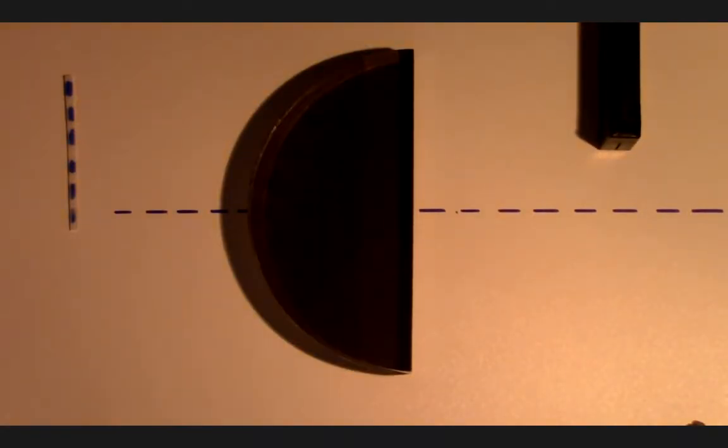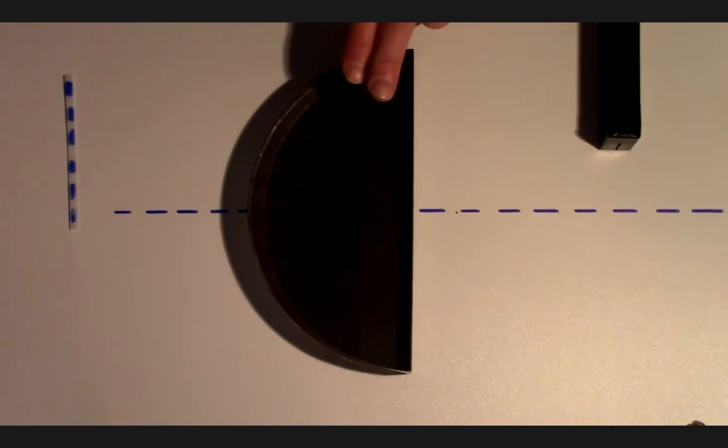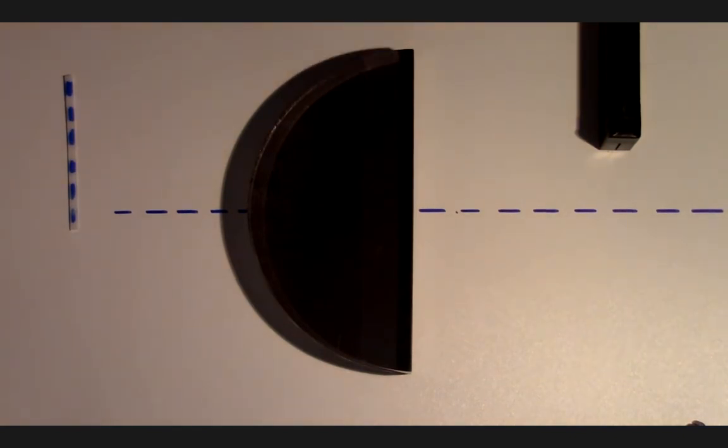All right, everybody, I'm going to show you two quick demonstrations here involving the refraction of light. You've been told that when light goes from one medium and enters a more dense medium, like for example going from air into glass, the light will slow down, its wavelength will decrease, and it will bend towards the normal.